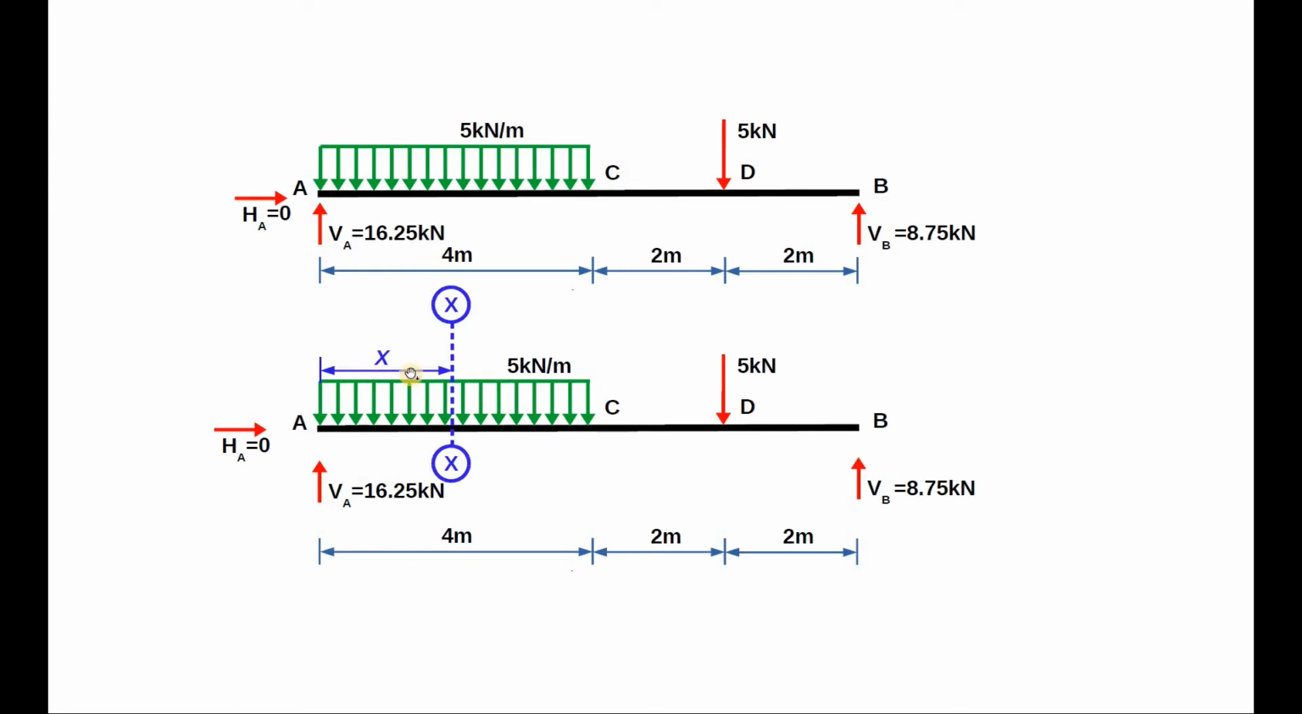We'll measure the distance of the section from the left end. Let us now start by placing our imaginary section between points A and C, which form our first segment of the beam. Notice that the distance of the section is measured from support A.